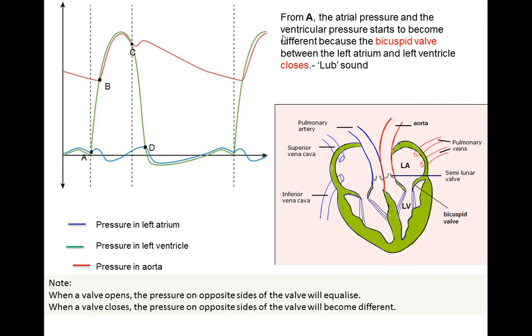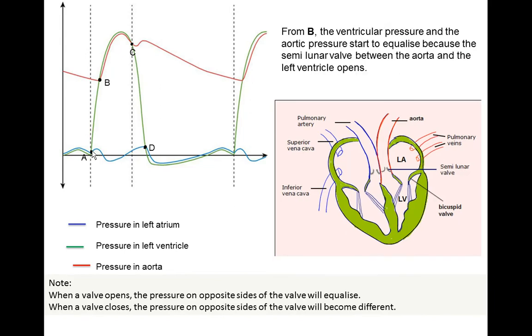Now, when valves in the heart close, they produce a sound. Just like when we slam a door closed, it closes with a bang. So when the bicuspid valve closes, it produces the lup sound. So at point A, you will hear the lup sound. Let's move on. Now, what happens after point A?